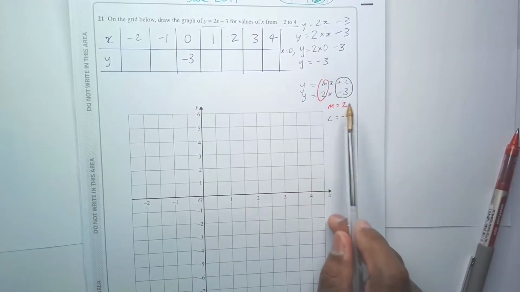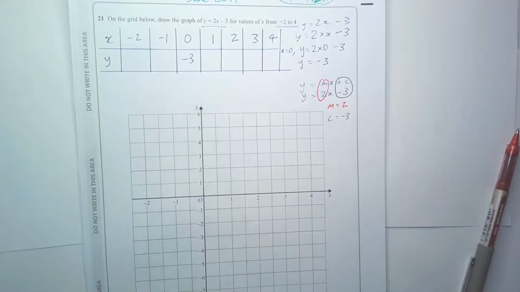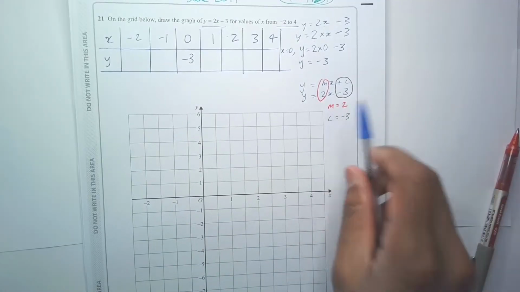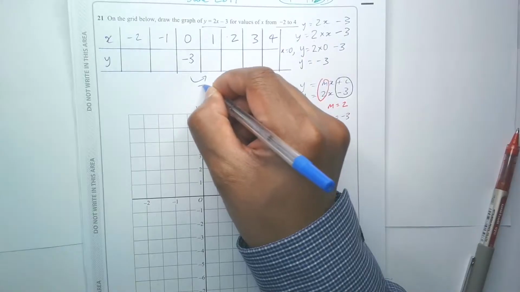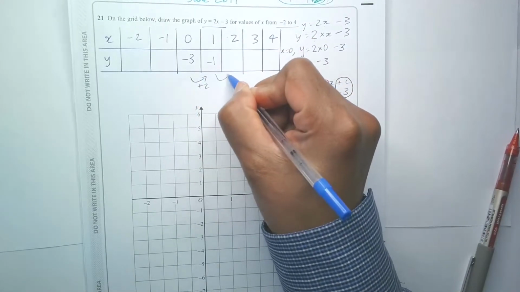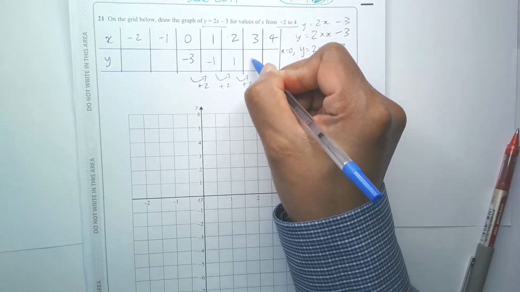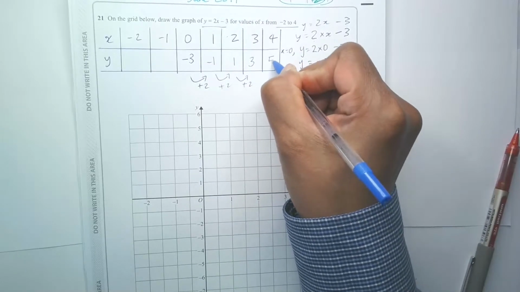But if you do recognize that next time, for 0 it's always going to be your plus c. So you can just put your plus c. And now, like we learned from the last question, our m is 2, so all we need to do is add 2 each time. Minus 3 plus 2 is minus 1. Plus 2 gives us 1. Plus 2 gives us 3. And then the next one will be 5.